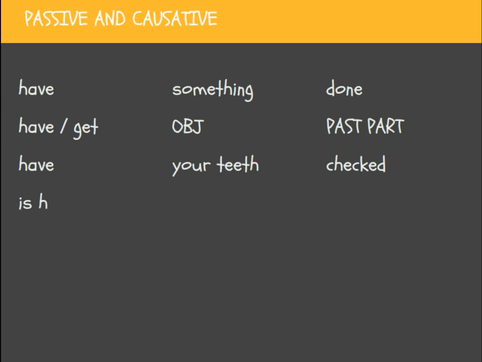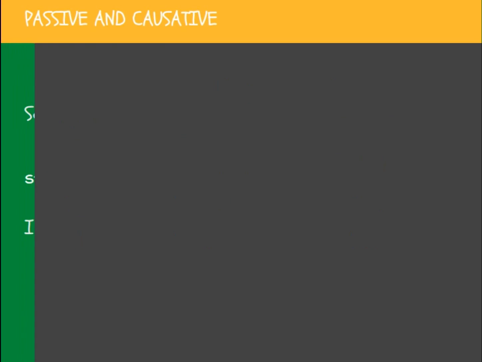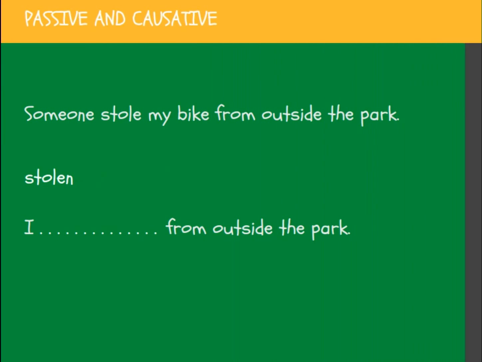You go to the dentist's to have your teeth checked. This week he's using his bike because he's having his car serviced. He has had his nose broken in a fight. Now I can complete the original sentence. I had my bike stolen from outside the park.